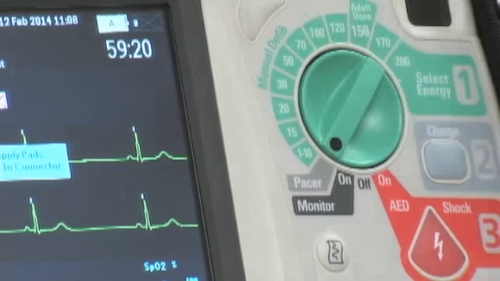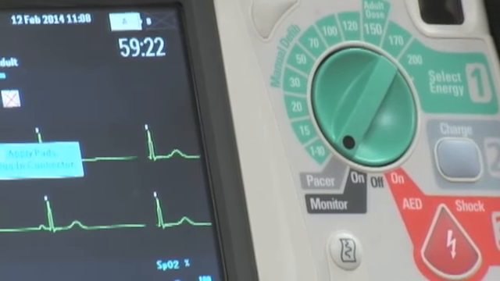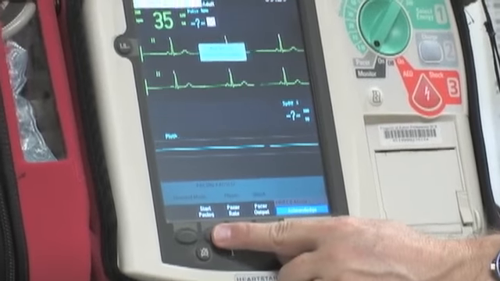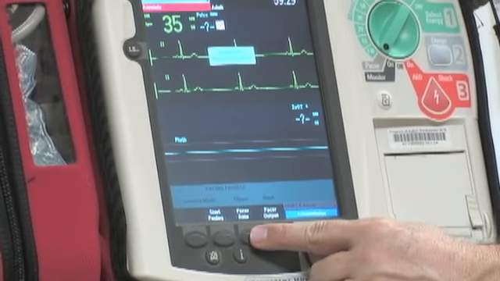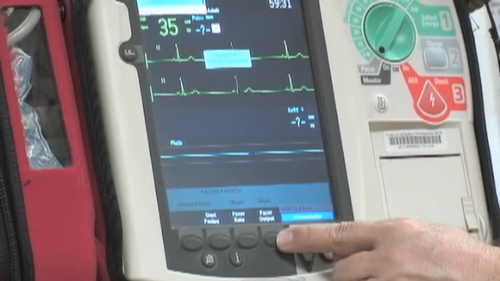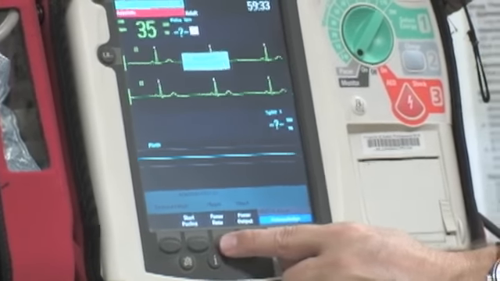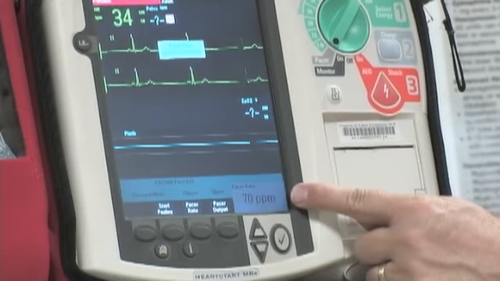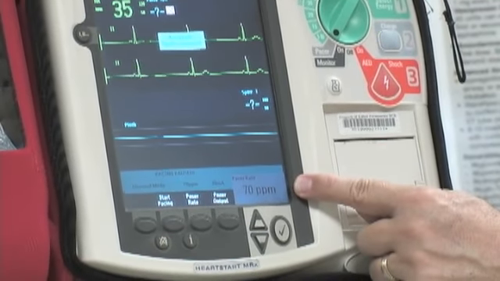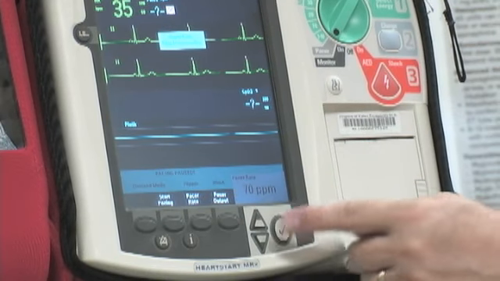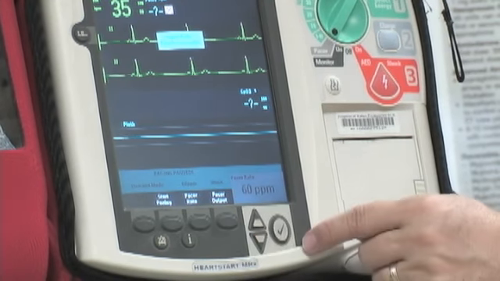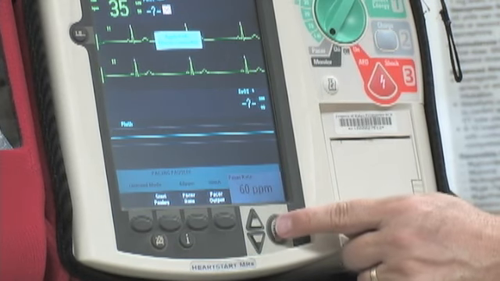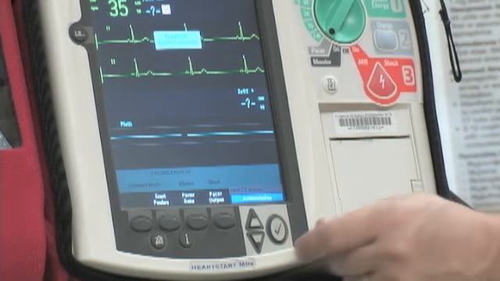So number one, turn it to pacer. You see our 3 dials down here. Number 2, the first one we're going to start pacing, pacing rate, pacing output. So typically you can start with pacing rate. I'm going to push that button, and it's going to pop up how many beats per minute, 70. I typically start with 60, and then we will titrate up if we need to. So I'm going to click that in place.